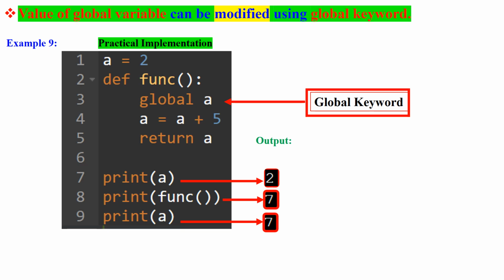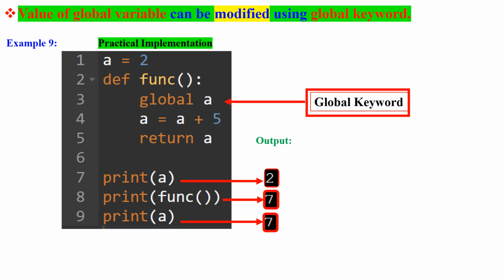Now, look at this example. In line 1, the line a equals 2 initializes the global variable a with the value 2. In lines 2 and 3, the function func uses the global keyword to indicate that a is a global variable. In line 4, inside the function, the value of the global variable a is incremented by 5 using the expression a equals a plus 5. In line 5, the updated value of a is then returned by the function.